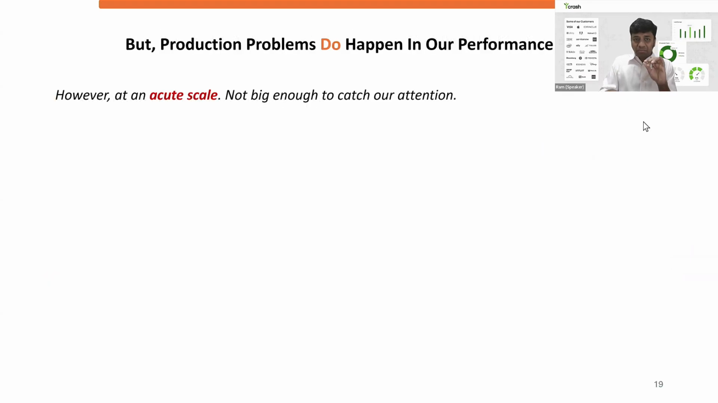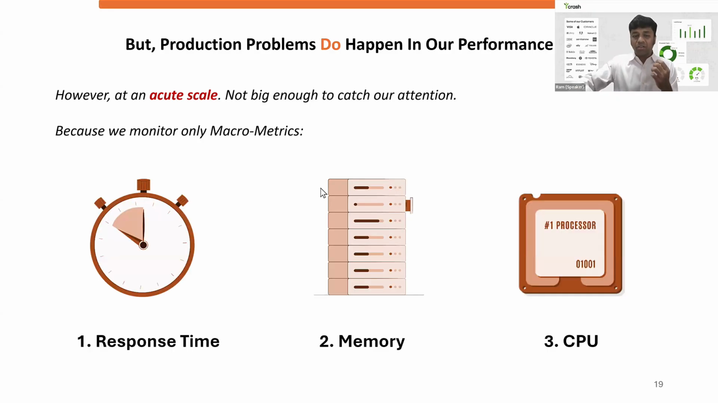But friends, I still want to say these production memory problems do happen in our performance lab. They do happen, but at a very small scale, which is not big enough to catch our attention. Small memory aberrations happen, but they don't catch our attention because in our performance labs we monitor only the macro metrics. We primarily look at the response time, the 99th percentile response time, the memory utilization, and the CPU utilization.